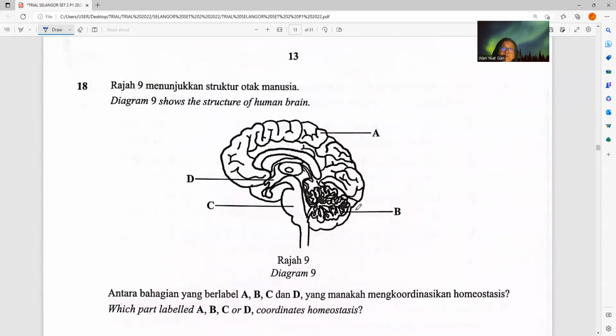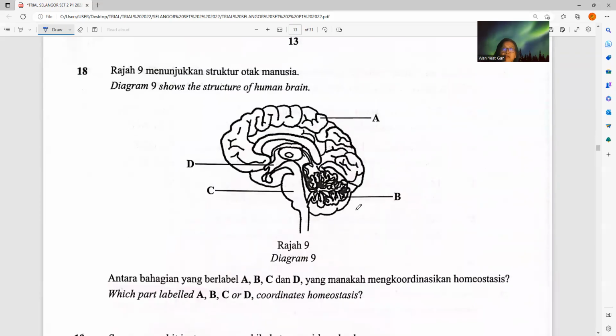Question 18. Which of the following labels coordinates homeostasis? Homeostasis is controlled by the hypothalamus. Okay, hypothalamus. So answer is D.